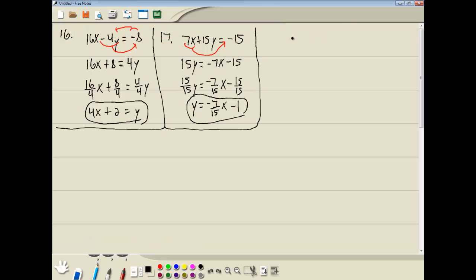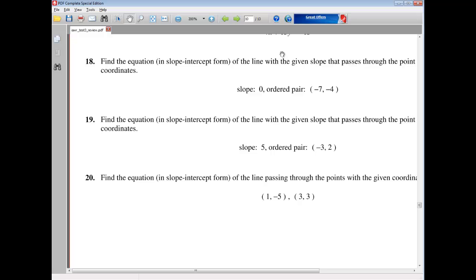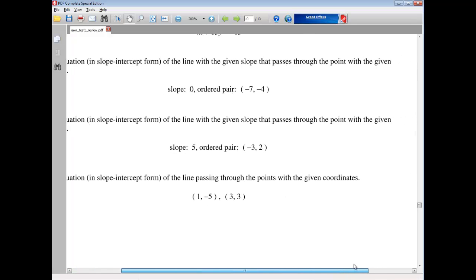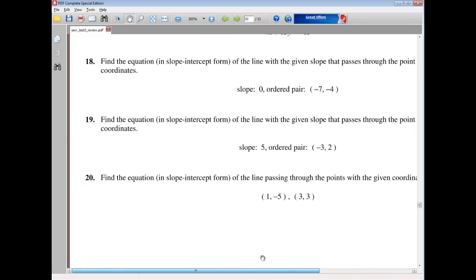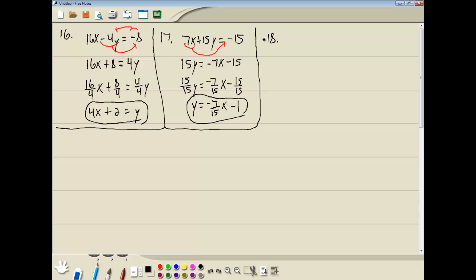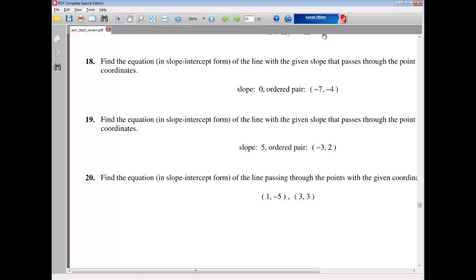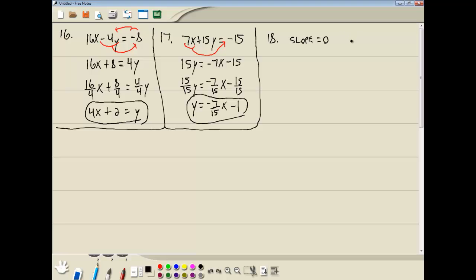Okay, number 18. Find the equation in slope-intercept form of the line with the given slope that passes through the point with the given coordinates. What in the world? Oh, point with the given coordinates. Okay, I'd never heard of point coordinates before. I knew what they meant. So slope is 0, and it passes through -7, -4.